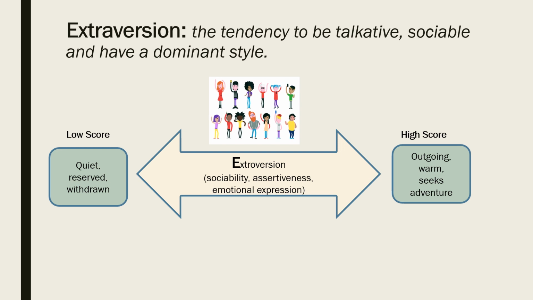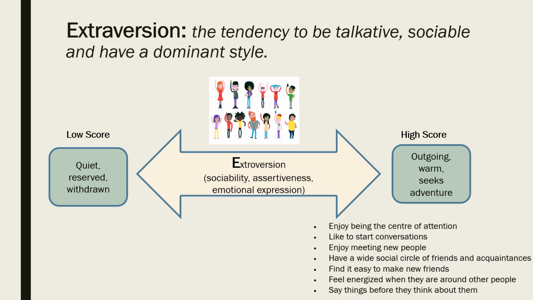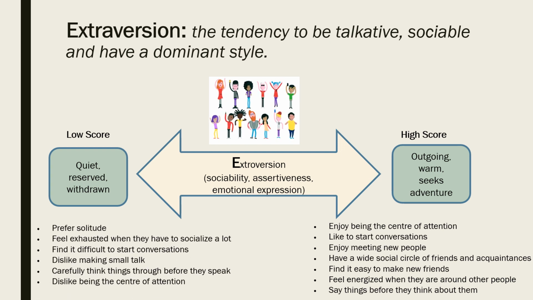Extroversion is characterized by excitability, sociability, talkativeness, assertiveness, and high amounts of emotional expressiveness. People who are high in extroversion are outgoing and tend to gain energy in social situations. They enjoy meeting new people and being the center of attention. People who are low in extroversion, or are introverted, tend to be more reserved and have to expend energy in social settings. They dislike small talk and being the center of attention, preferring solitude.